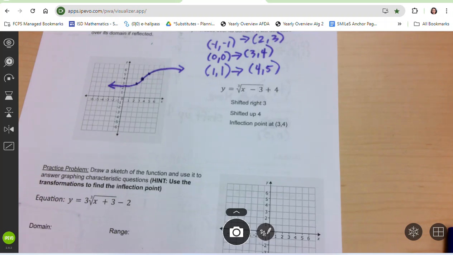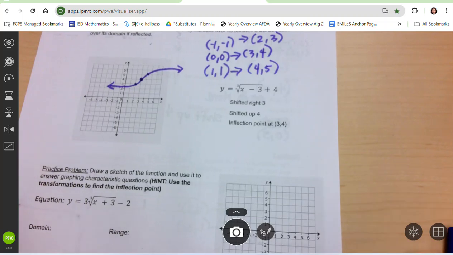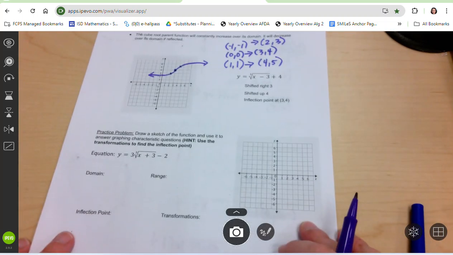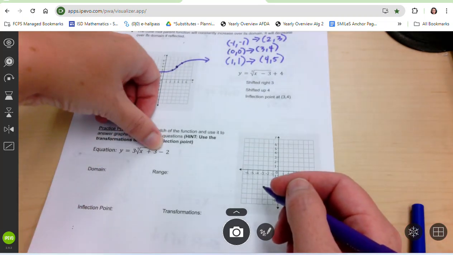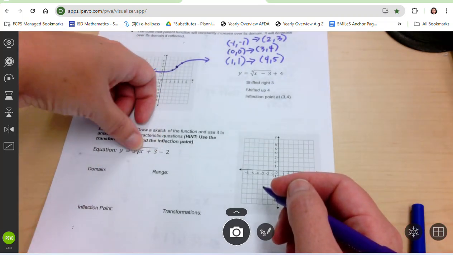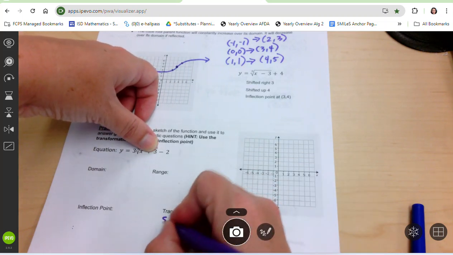All right, this last practice problem, I'm going to give you a little bit of advice on. We're going to name the transformations first. Okay, so inside we have x plus 3. That's the one that acts backwards of what you think. It's going to move it which direction? Left. Good. So we're going to shift left 3.